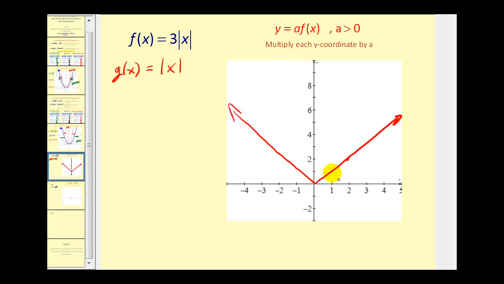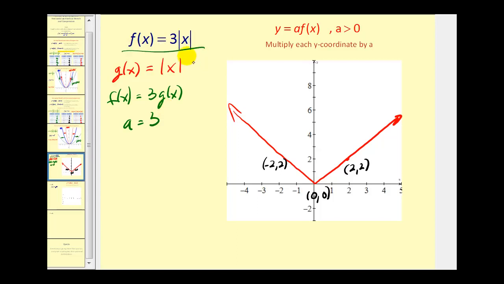Let's go ahead and identify some key points on this graph, like the origin, the point 2, 2, and how about the point -2, 2. Now looking at the original function, we should be able to make the connection that f of x is equal to 3 times g of x, which means a is equal to 3, which means that our graph is going to be a graph that's vertically stretched by a factor of 3 from this original red graph.